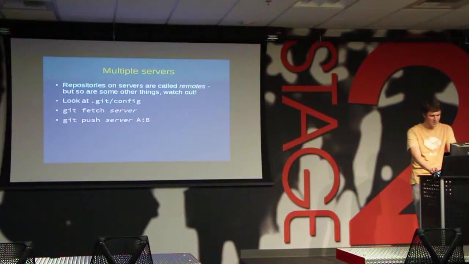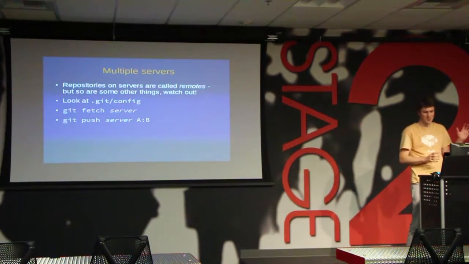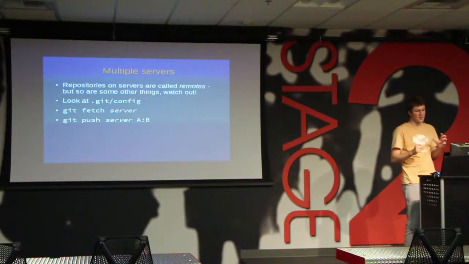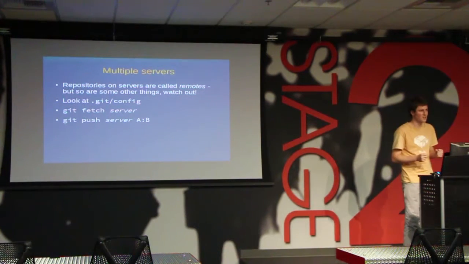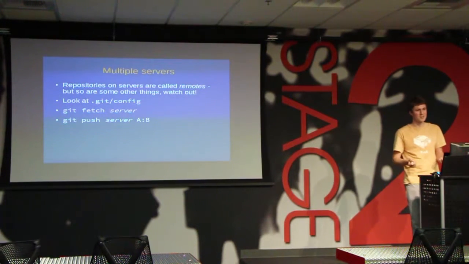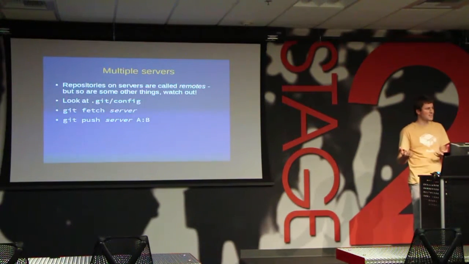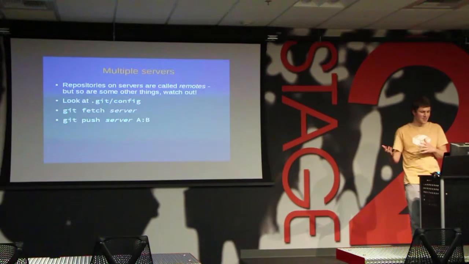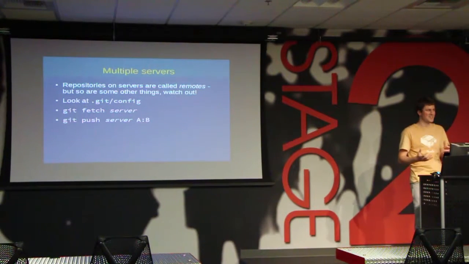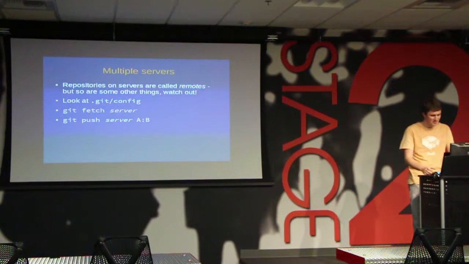And first, I want to talk about multiple servers. So hopefully that stuff about branches helped you out a little bit. Multiple servers in Git, if you're comfortable with branches, are actually pretty easy to deal with because a server to Git is just another copy of your repository. And when you have another copy of your repository somewhere else and you're accessing it, Git calls that a remote. But you have to watch out using the word remote because there are other things that Git calls remotes and sometimes it's ambiguous. So we're going to make our own remote here.